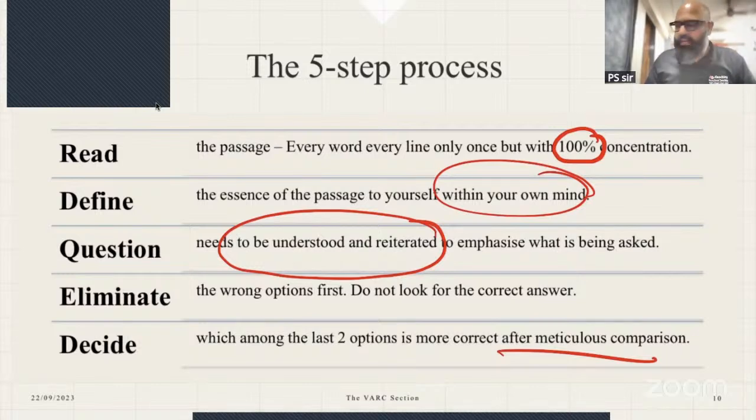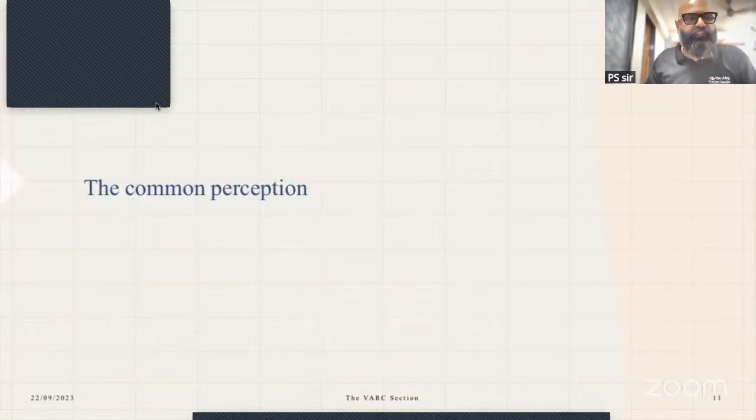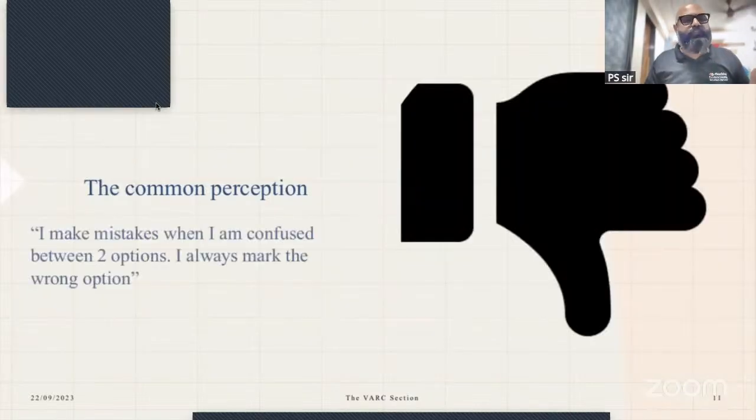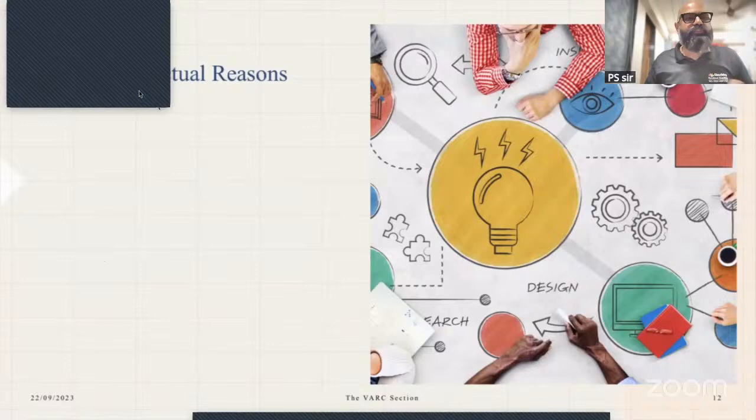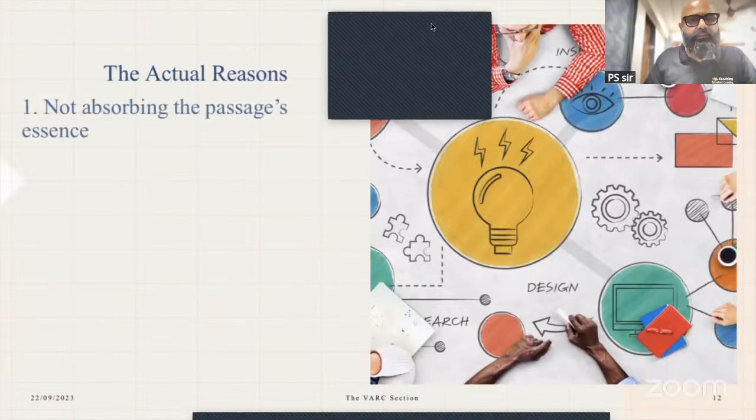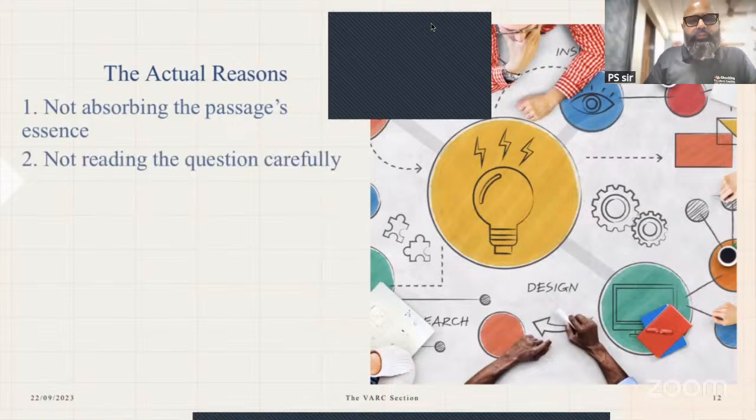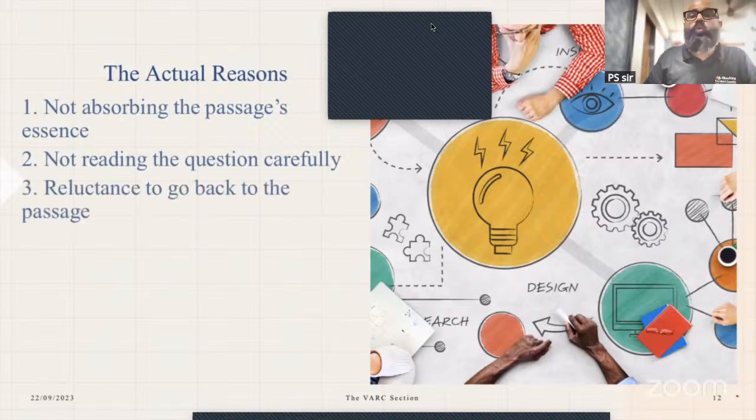The common perception which we generally see is: I make mistakes when I'm confused between 2 options and I always mark the wrong option. And what I feel the actual reason is, as I said, not absorbing the passage essence, not reading the question properly, as I've just mentioned, and reluctance to go back to the passage.